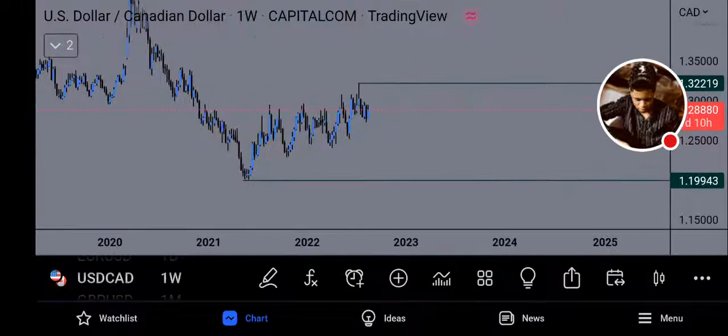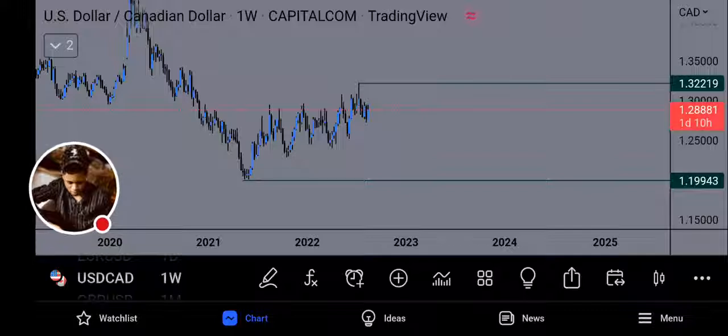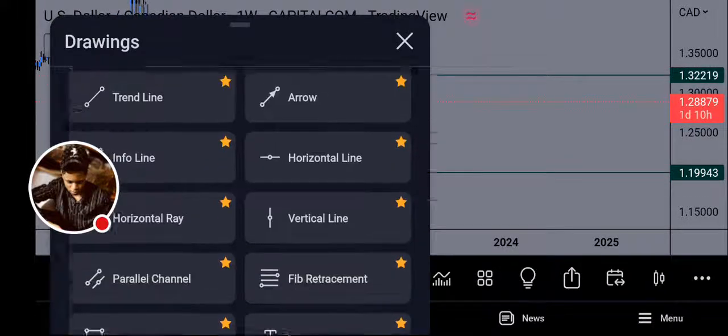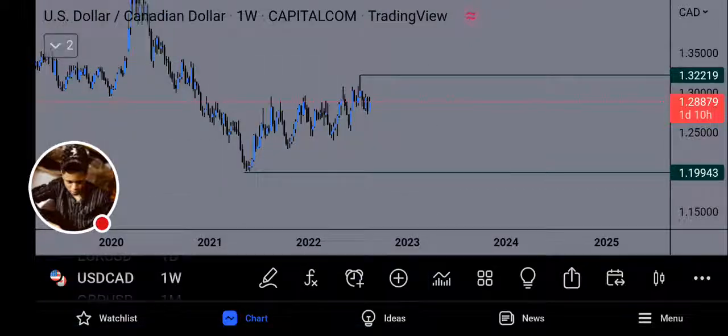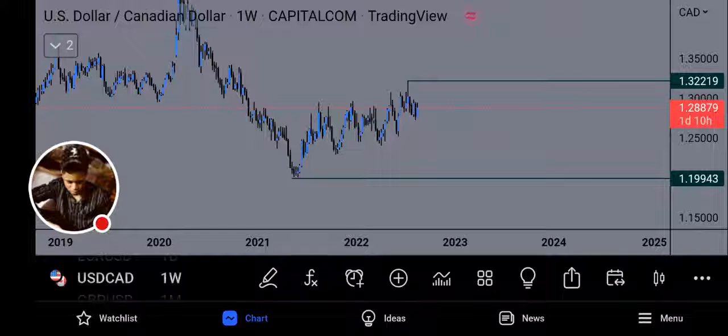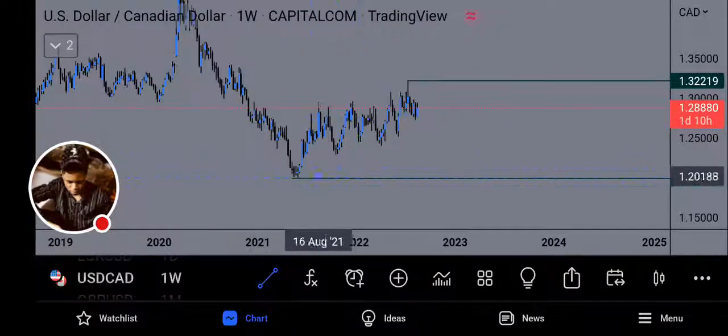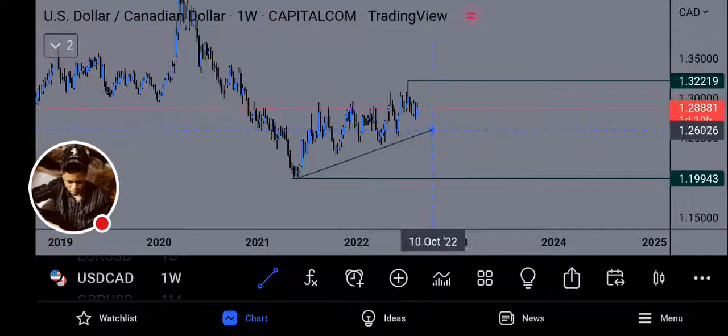So what did I actually do? You go to your tools, bring out your horizontal ray, and mark out the structural highs and structural lows. Overall, on the weekly time frame, it looks like an uptrend, because from here it is going up.